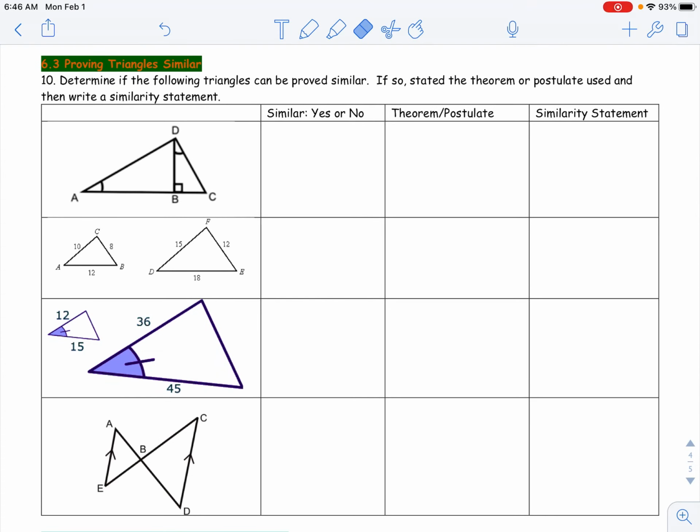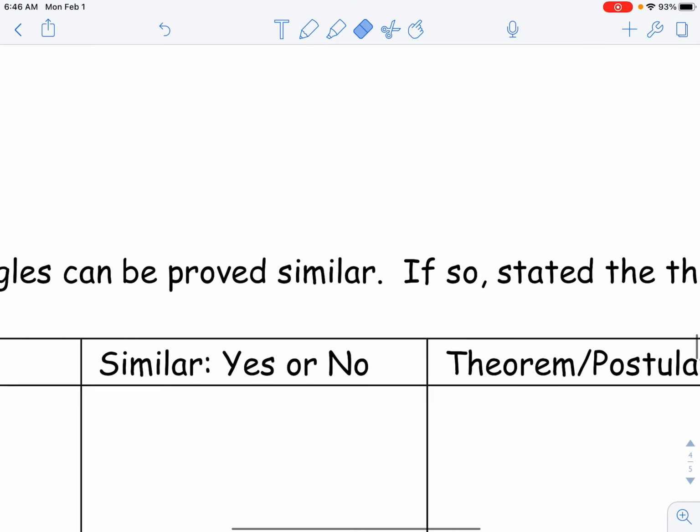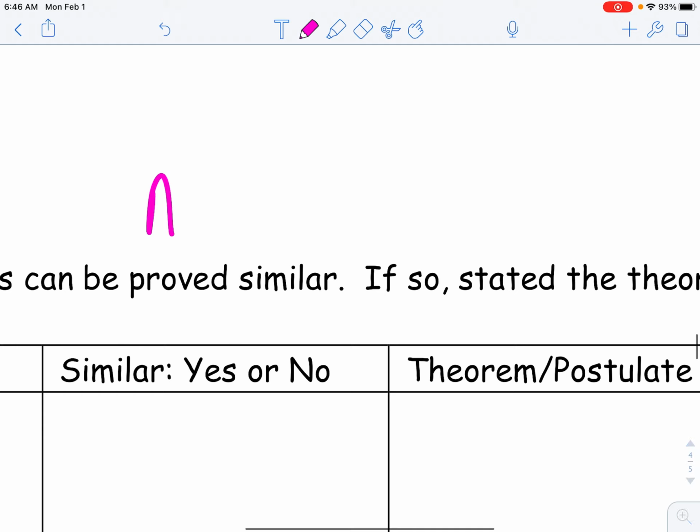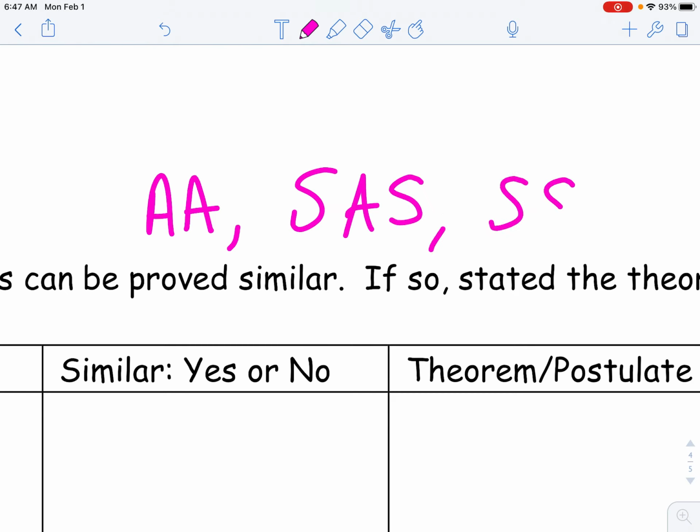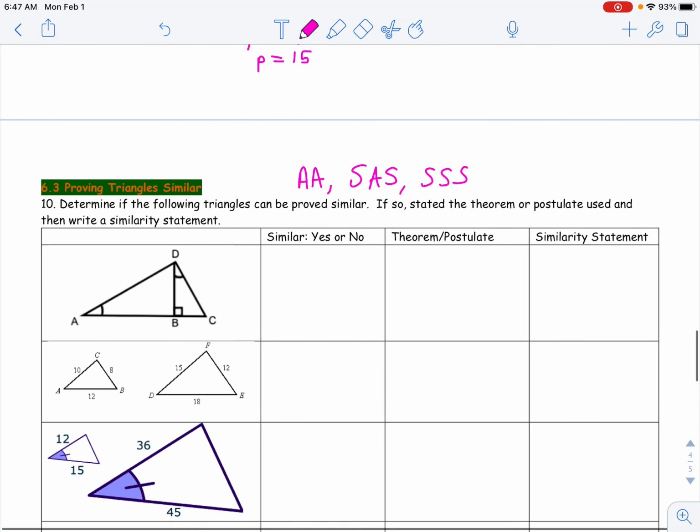All right, right here, what we're going to do now is talk about proving triangles similar. So we're going to determine if the following triangles can be proved similar. If so, state the theorem or postulate used, and then write a similarity statement. All right, so remember our choices are angle, angle, side, angle, side, and side, side, side. Those are our three choices.